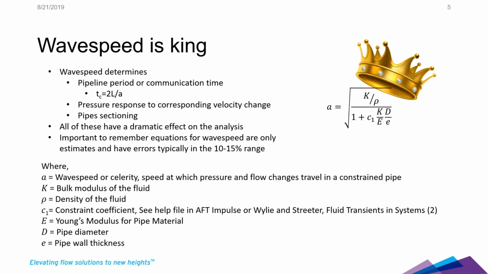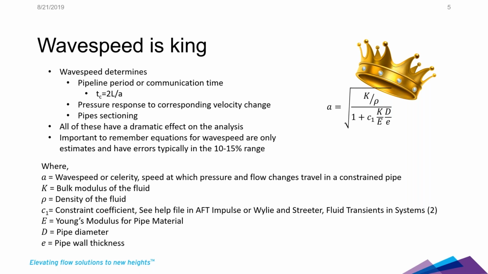Okay, so wave speed is king. You can see it has a crown, that's why it's king. But wave speed determines pretty much all of the core aspects of a surge analysis. Okay, so wave speed determines pipeline period or communication time.